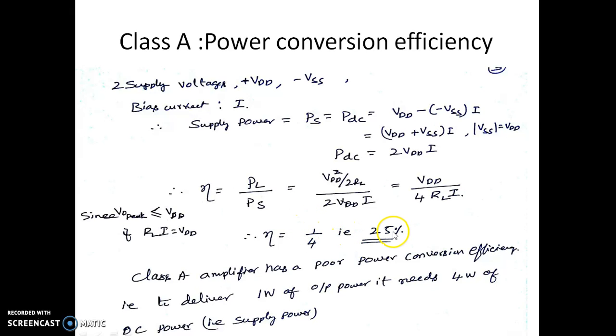That is, the efficiency is only 0.25, which corresponds to 25%, meaning a class A amplifier has a very poor power conversion efficiency. That is, if it has to deliver 1 watt of power to an output, it actually needs 4 watts of DC power. Meaning, for a resistor, if you want to deliver 1 watt of power, from the power supply we are supposed to consume 4 watts of power, which is a very poor performance.